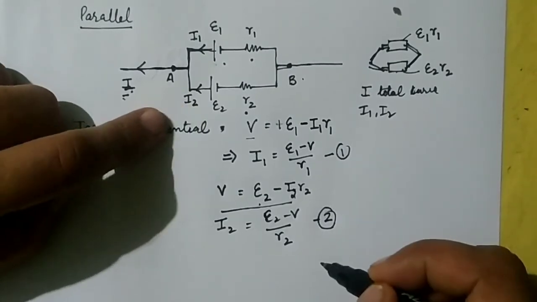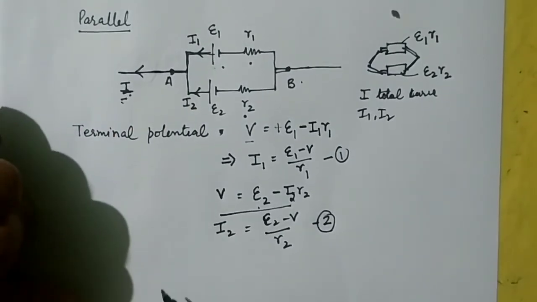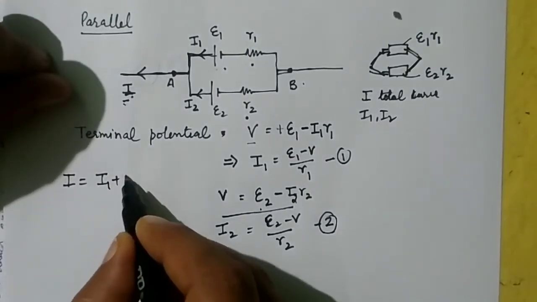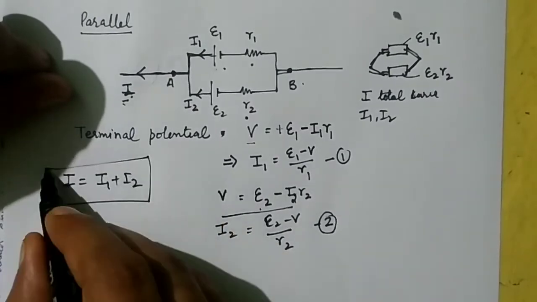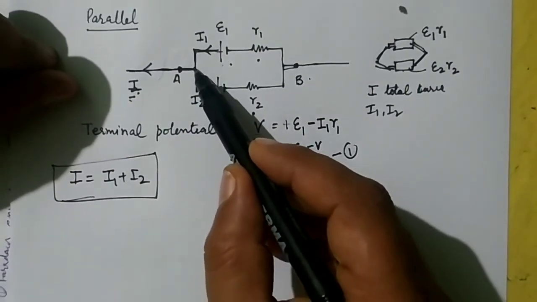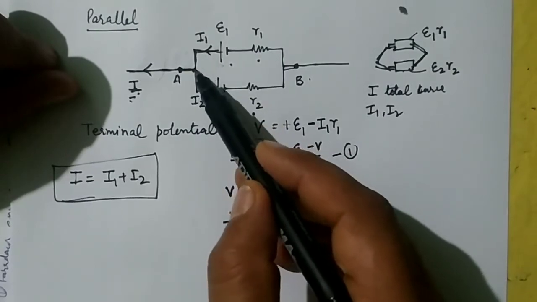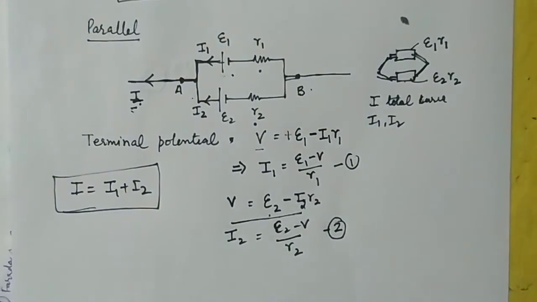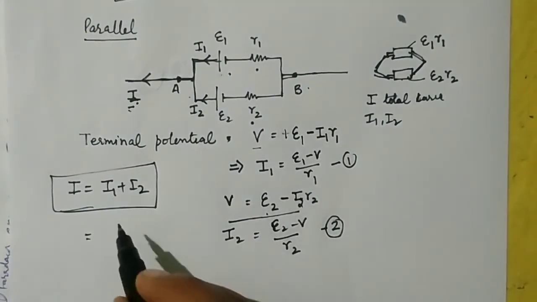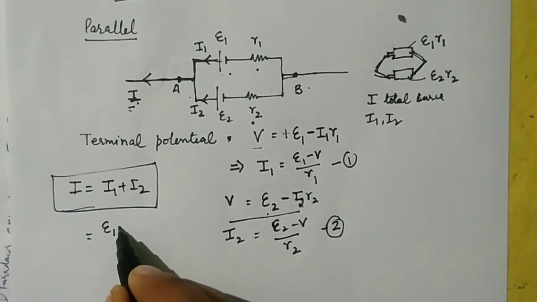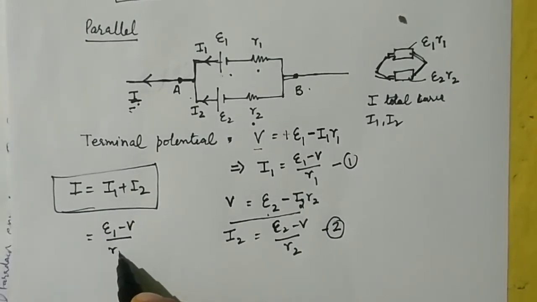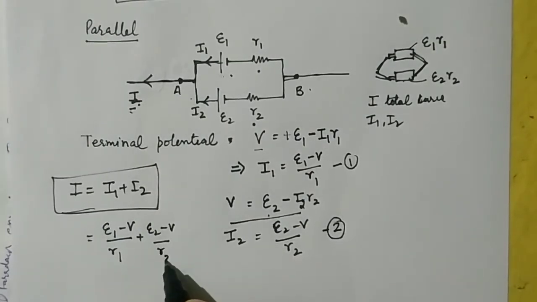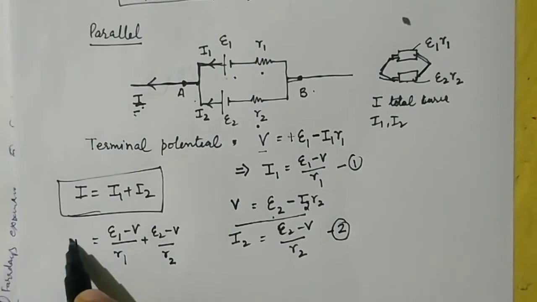So from 1 and 2, we know from the circuit that the total current is equal to I1 plus I2. From here you can also see that the total current entering this junction must be equal to the total current leaving the junction. Putting the value of I1 from 1, I is equal to E1 minus V divided by R1 plus E2 minus V divided by R2. So this is your total current.